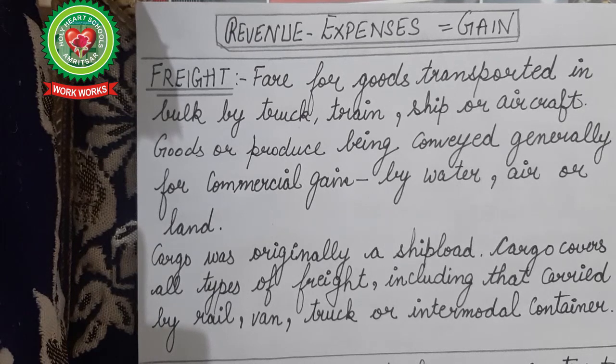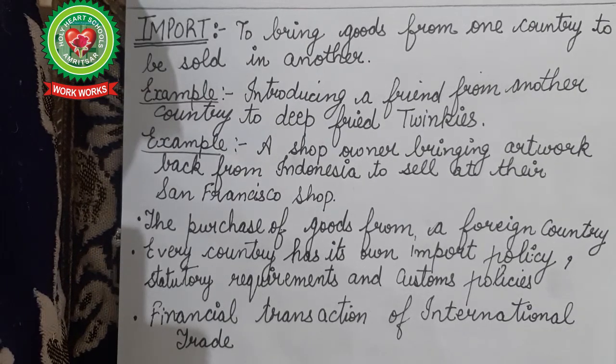Now the next term is import. So this is not a new term. I think most of you are using imported goods. Many of your knowns, dear ones, are settled in abroad and they are giving you goods, or you are asking for some imported goods from them. So bringing goods from one country to another country to sell them, to use them, that is called import. For example, if I introduce my friend from another country to deep fried Twinkies, you know, na deep fried Twinkies, we use McCain.